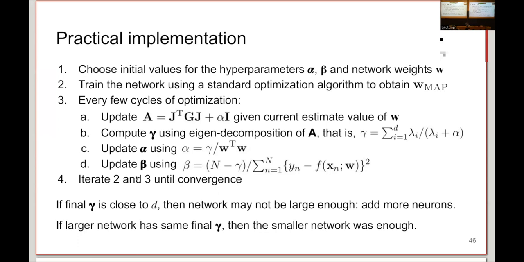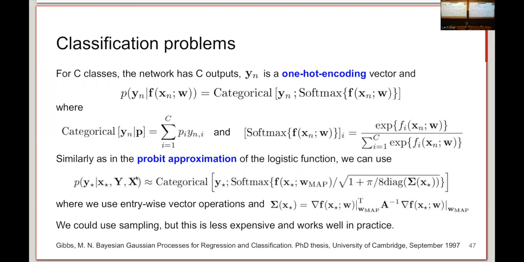We have focused so far on regression problems. Now the problem is, how do you deal with classification? For binary classification, you can do exactly the same as what we did in the binary classification problem at the beginning. You can approximate your logistic function with a probit, and you get an analytic solution. And that's what David MacKay did in his PhD thesis.